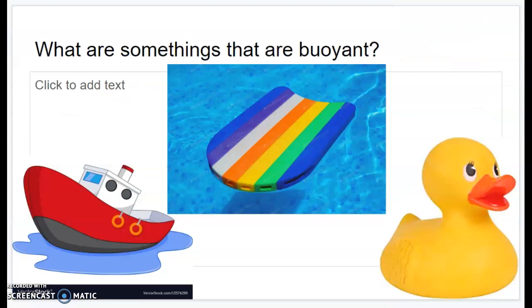So what are some things that are buoyant? We obviously know that ships are buoyant, right? Ships float. Things like kickboards, things that we use in the swimming pool, all of those things are buoyant. And then obviously like rubber duckies, anything that floats is buoyant. So on your paper, on your interactive notebook, you guys are going to describe one other thing that is buoyant, one other thing that can float.